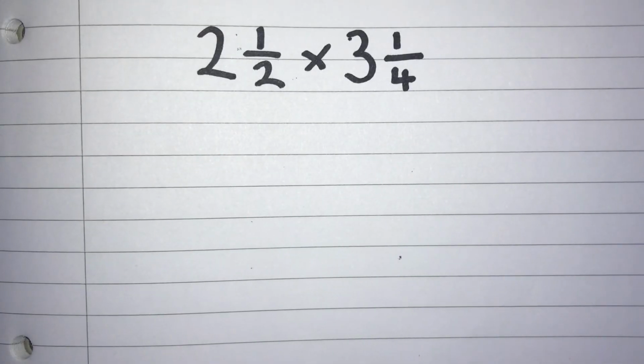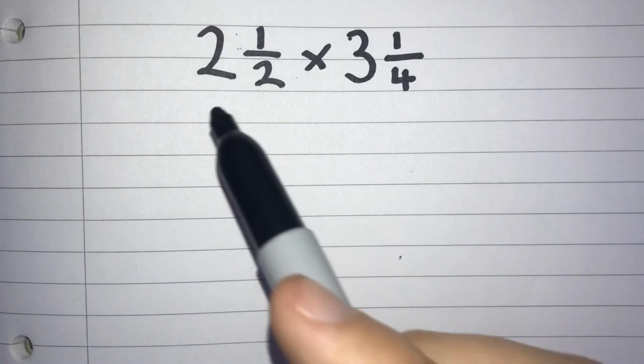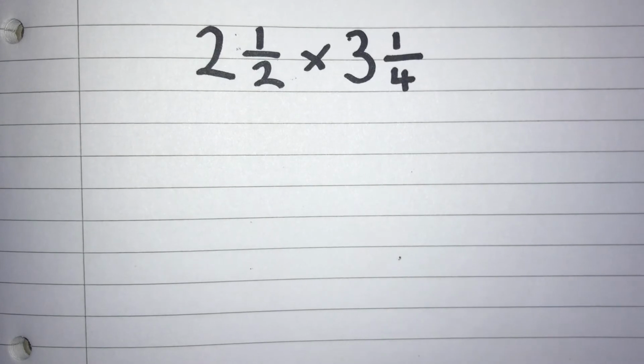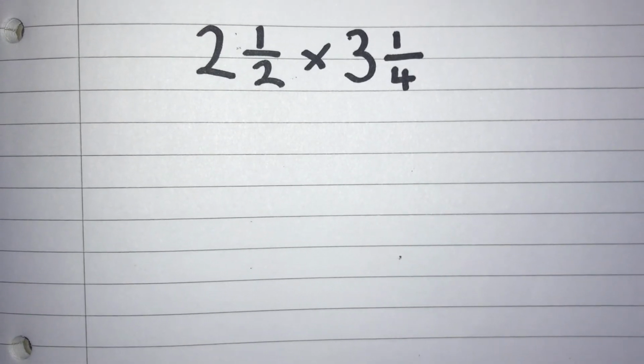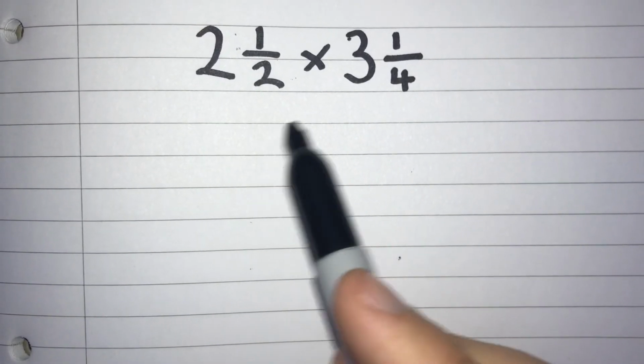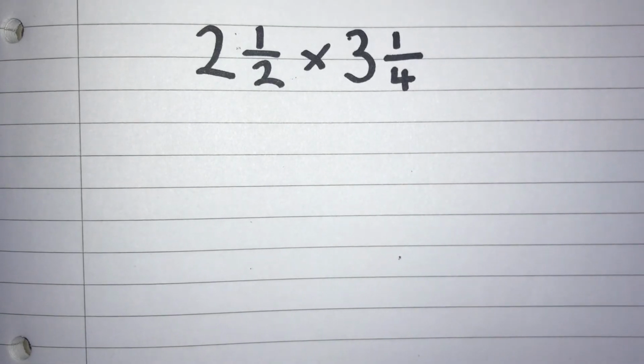Now here's one more question for you to have a go at. This one here, we've got 2 numbers that are mixed numbers that we're multiplying together. So we've got to turn both of those into top-heavy fractions. And it's going to be 2 1/2 times 3 1/4. So if you just want to pause the video for a moment, have a go at this one, and I'll go through it in a moment.